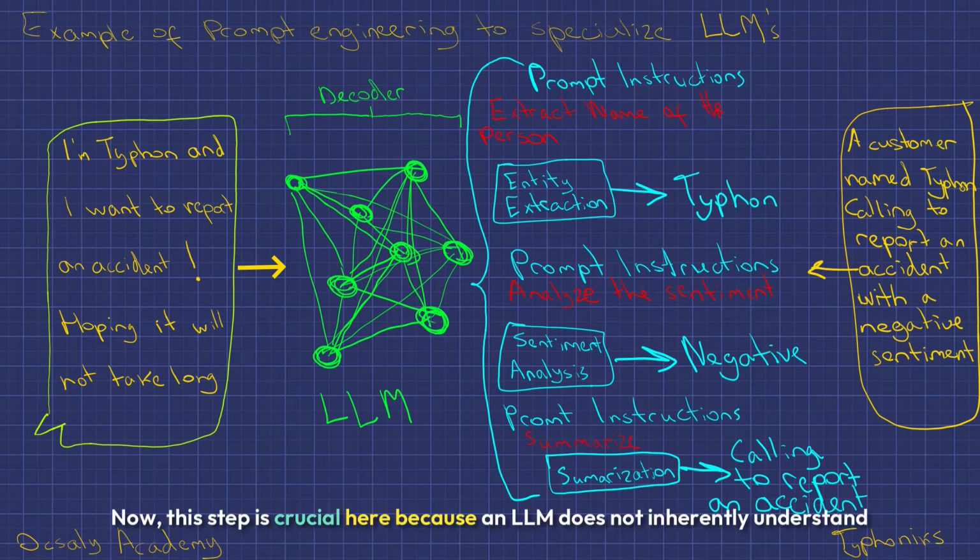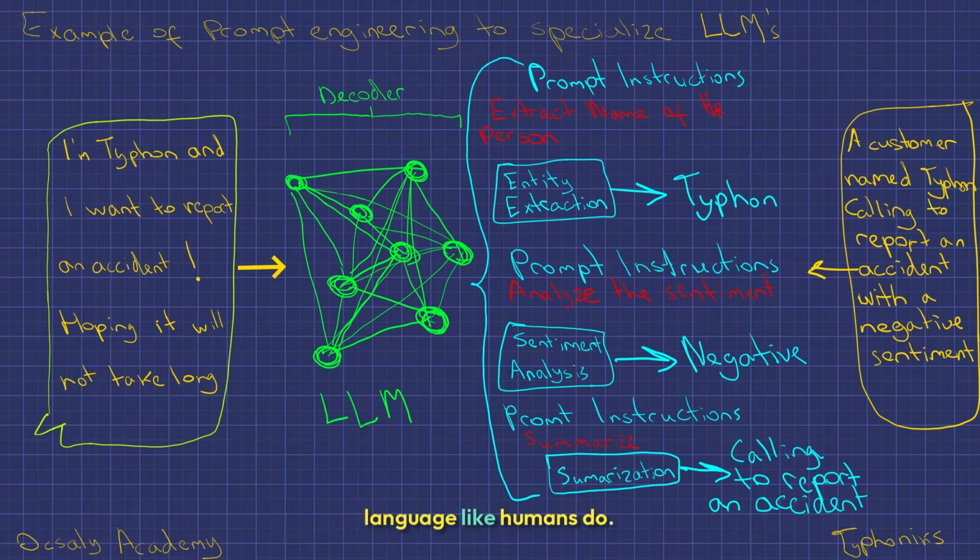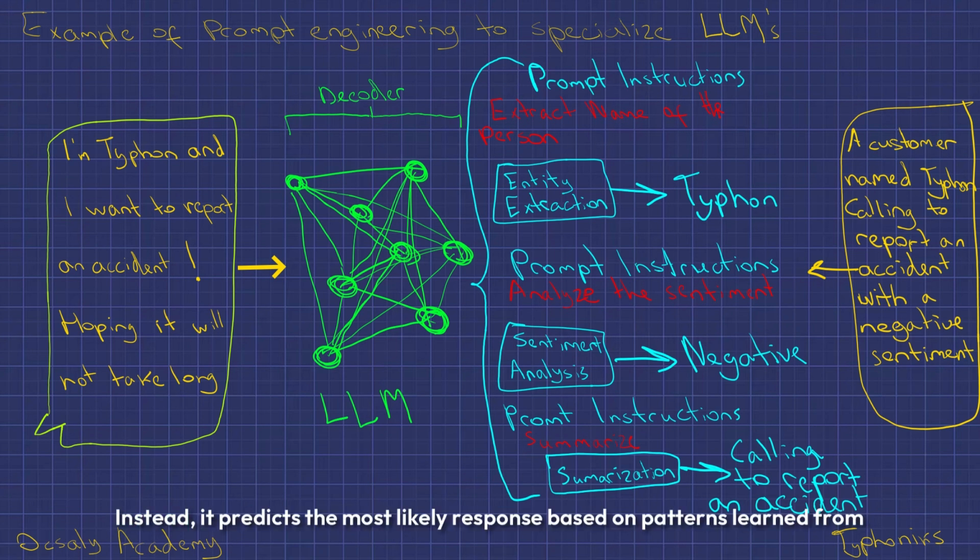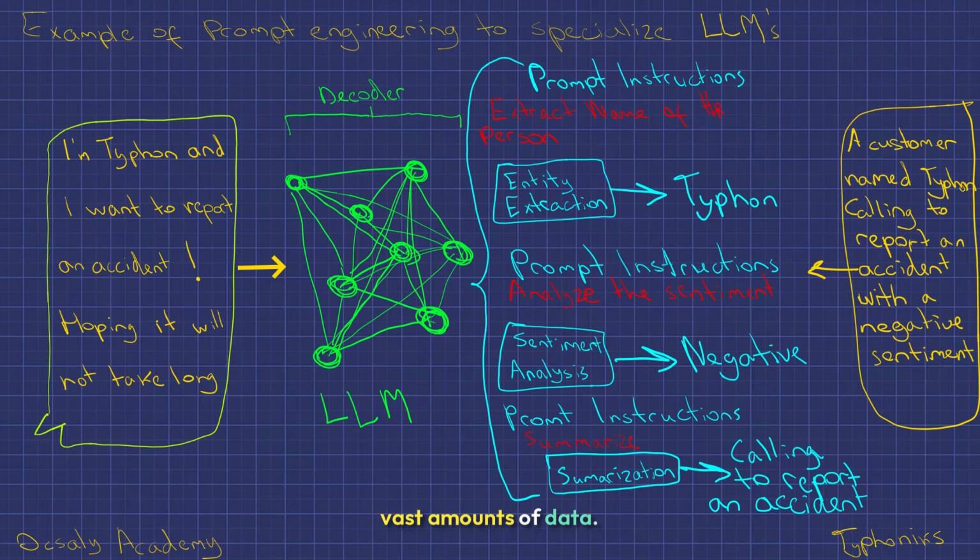Now this step is crucial here because an LLM does not inherently understand language like humans do. Instead, it predicts the most likely response based on patterns learned from vast amounts of data.